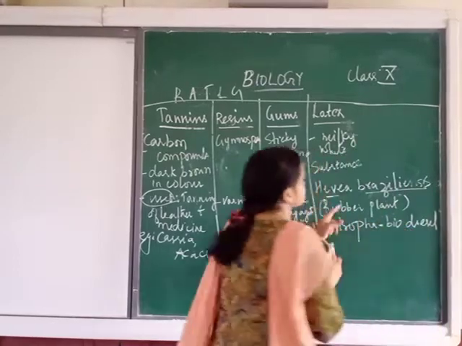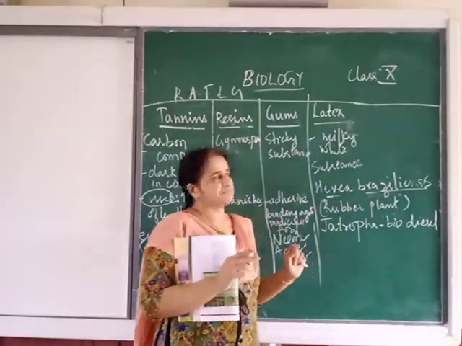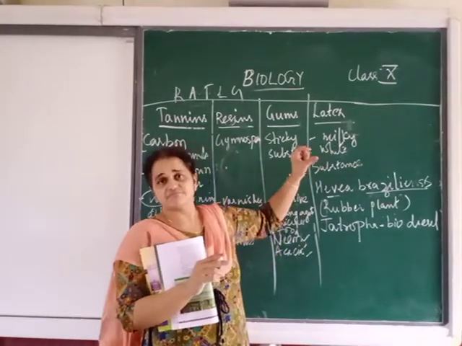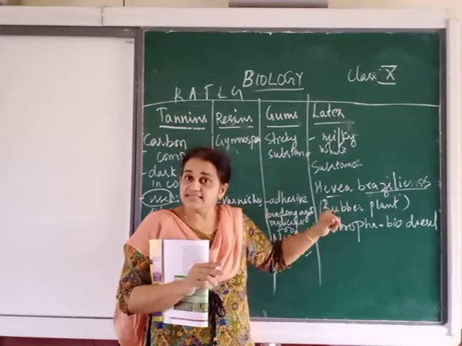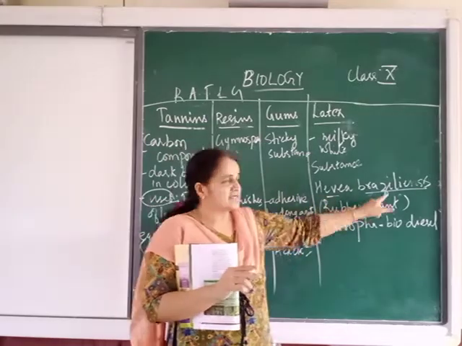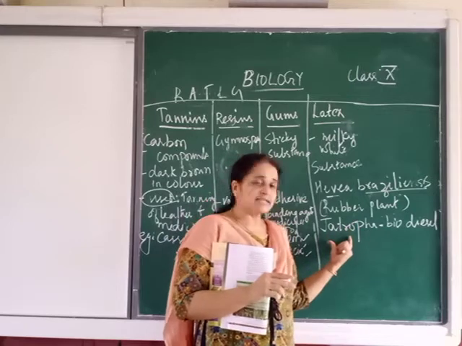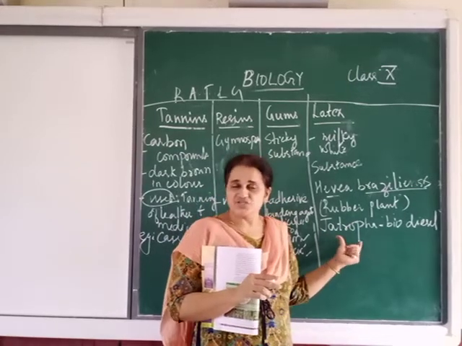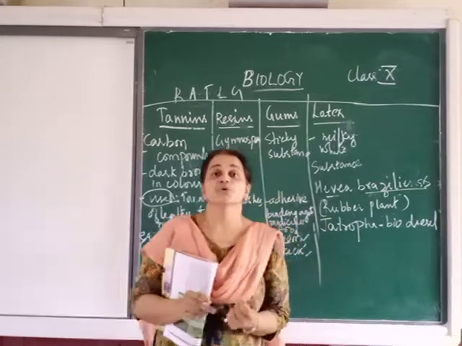Hevea brasiliensis is the scientific name of which plant? Rubber plant. It is a milky white substance which produces rubber. And what is the rubber plant's name? Hevea brasiliensis. There is one more plant named Jatropha. Now this Jatropha is very much useful for the production of biodiesel.